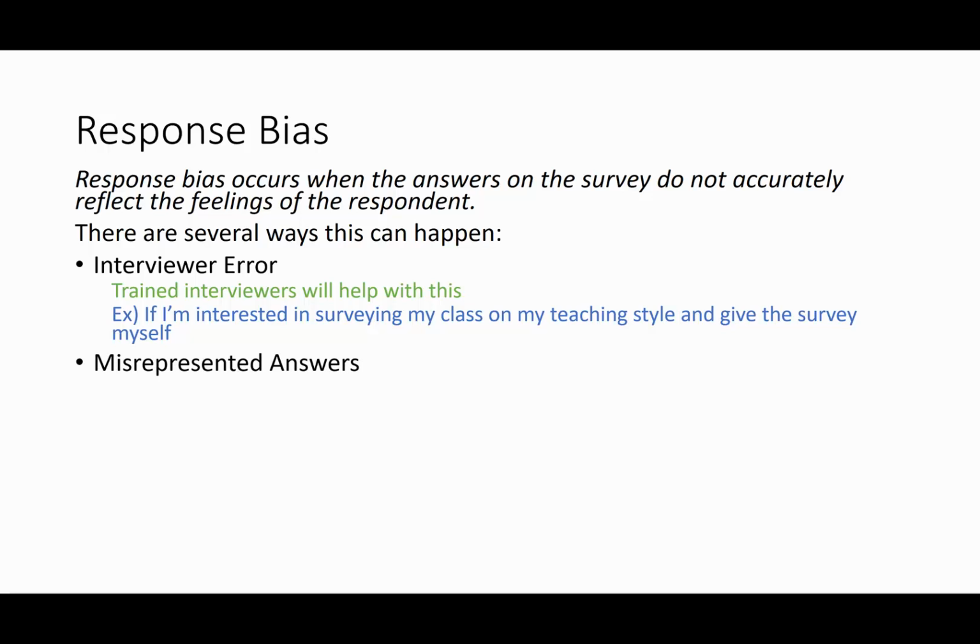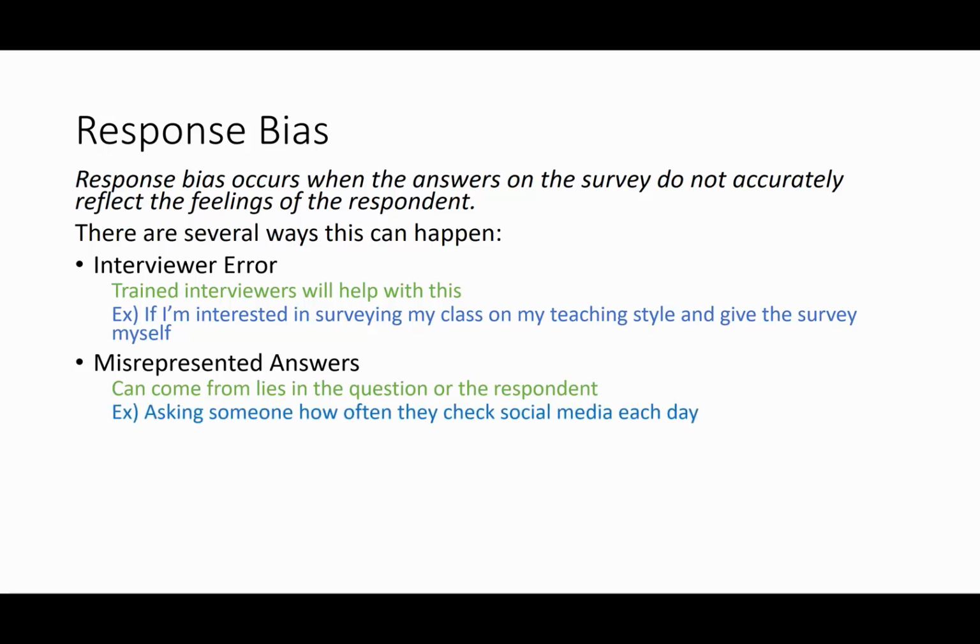There's misrepresented answers. These are answers that don't accurately reflect what the person feels. It can be a lie in the question that's told that causes people to give the wrong answer, or the respondent themselves just doesn't give the right answer. For example, if you ask somebody how often they check social media each day, they're probably not going to give a true, accurate answer. Most people tend to underestimate how often they do something, so they'll probably give an answer that's not completely accurate. They'll be trying to give an accurate answer, but it's really not.